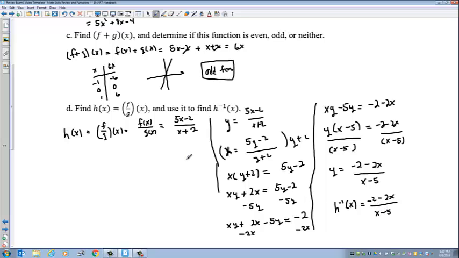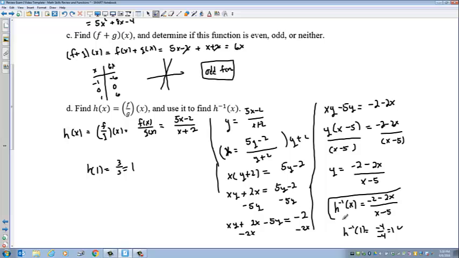So, for example, I might plug in h of 1. So h of 1 is equal to, you plug in 1 here, and you get 5 minus 2, which is 3, and you get 3 on the bottom, which is also 1. So that means if you plug in 1 down here, you better get out 1, otherwise I made a mistake. So let's try it. When I plug in 1, I get negative 4 on top, I get negative 4 on the bottom, and negative 4 divided by negative 4 is positive 1, so it checks.